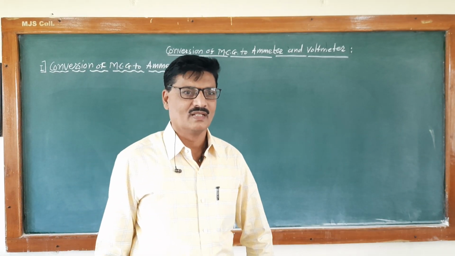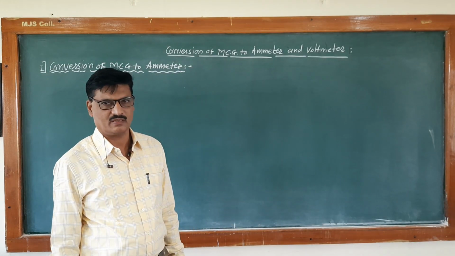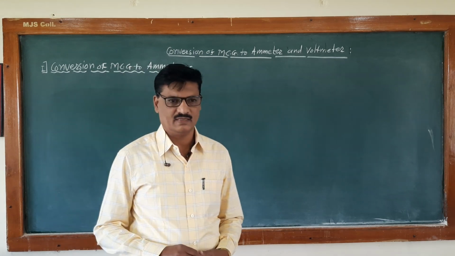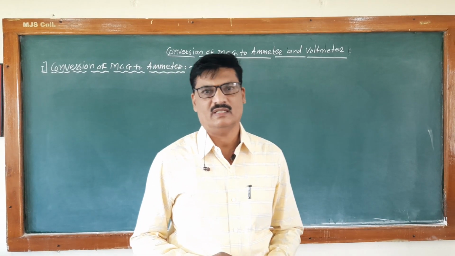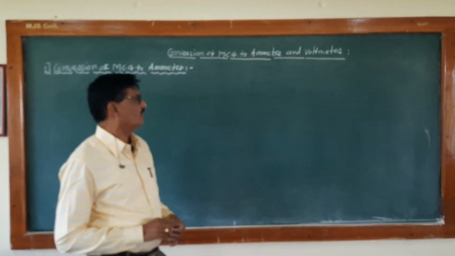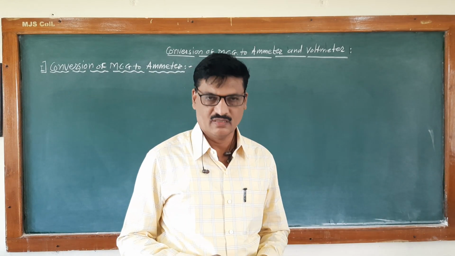Hello. In the last lecture we studied the balance condition for the Wheatstone network and how to determine the unknown resistance by using the meter bridge apparatus, that is X is equal to R times Lx upon Lr. Using this formula we can determine the value of unknown resistance by meter bridge.